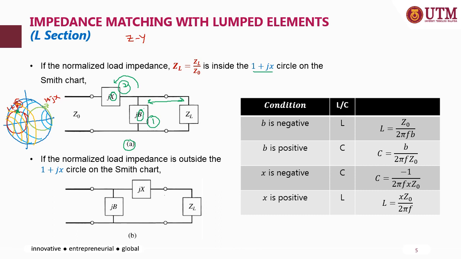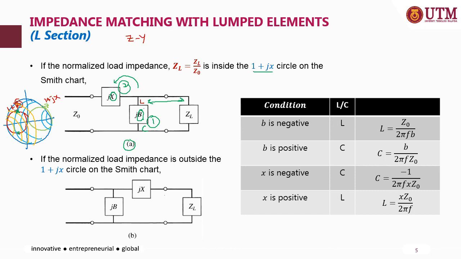All right, in terms of the element, if you get the B is positive, maybe somewhere here, then the component here will be capacitance, and the equation to get the capacitance value is as shown. If you get the B is negative, maybe somewhere down there, then the component at this point is the L, the inductance, and you can calculate the value of the inductor by using the equation.